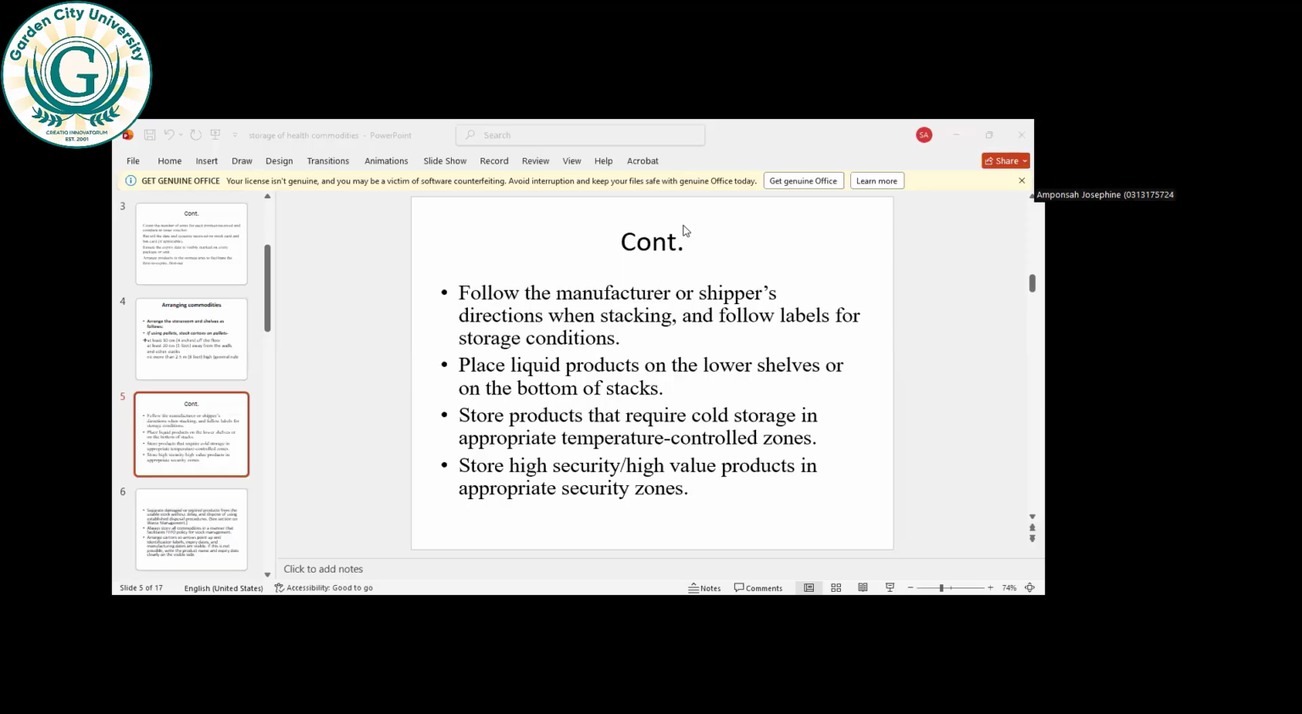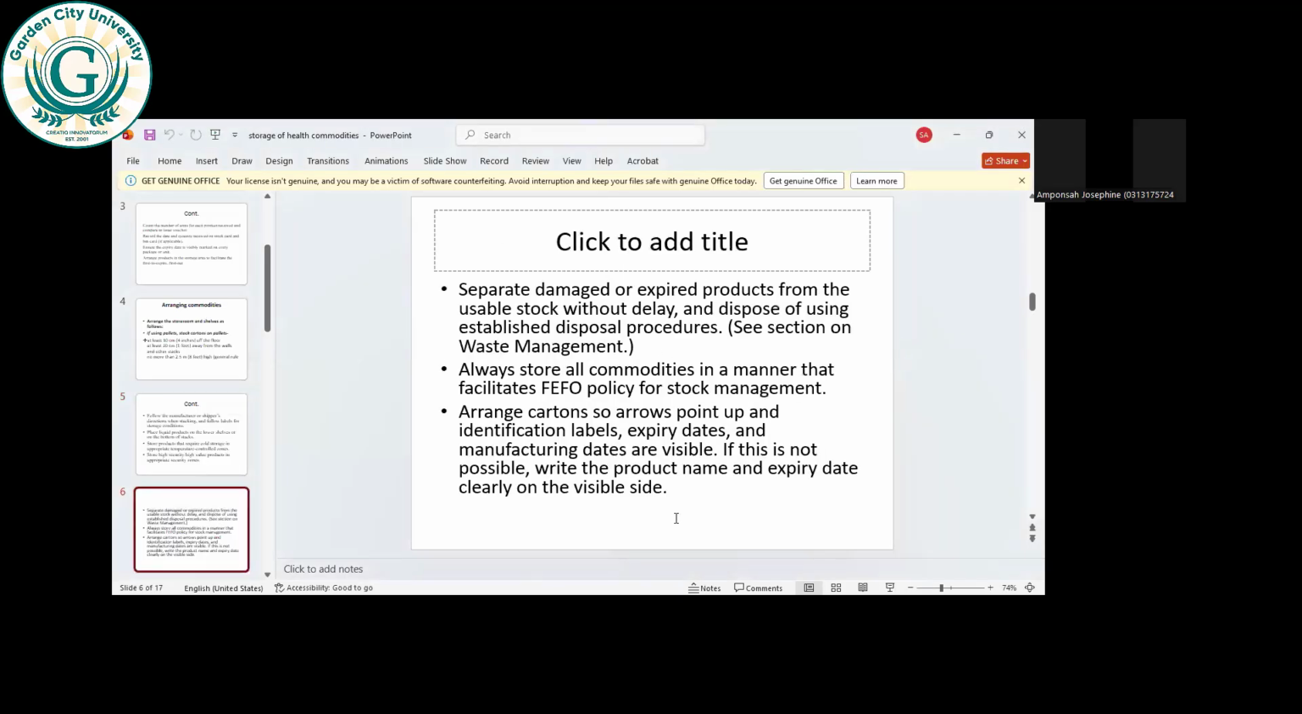That is why we say that when you are receiving the item, you make sure that you have enough space. When you talk of space, we are looking at all the security, the condition, the temperature, cold storage facilities. You look at all these before you make an order. Then you separate damaged or expired product from the usable stock without delay, and dispose of it using established disposal procedures. These ones we talked about.